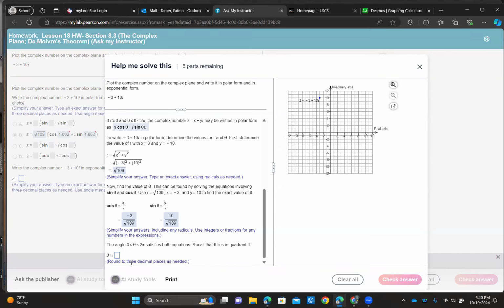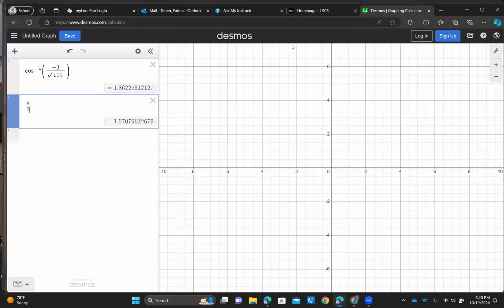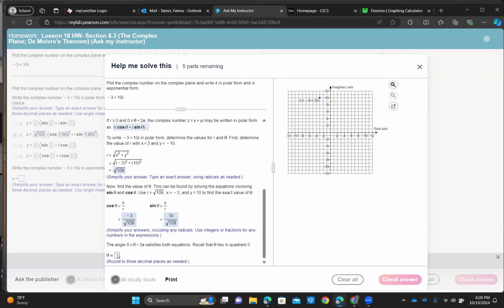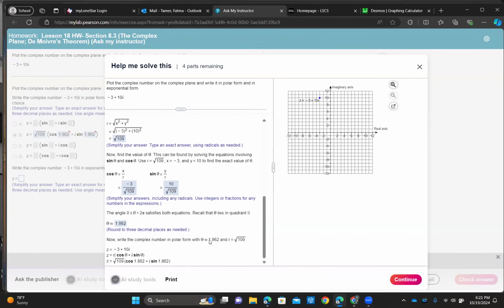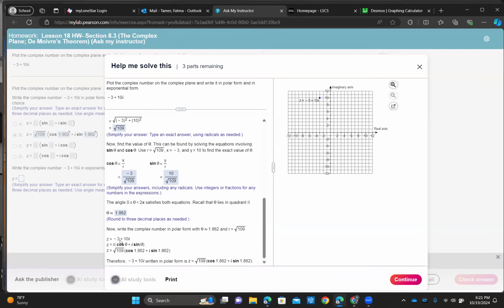It says round to 3 decimal places as needed. So I need to give them 1.862. This is how I express the angle. And when we check this, they tell me that we got the angle right. Now we're going to write this complex number in polar form with this theta and this r value. This is the rectangular form: -3 plus 10i is the rectangular form. Square root of 109 times cosine of 1.862 plus i sine 1.862 is called the polar form.